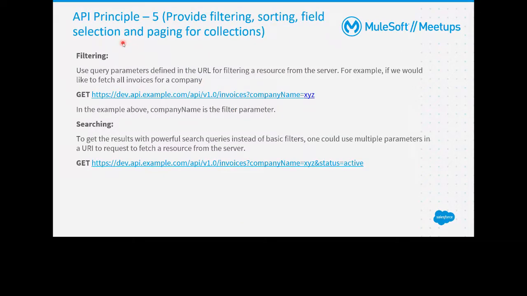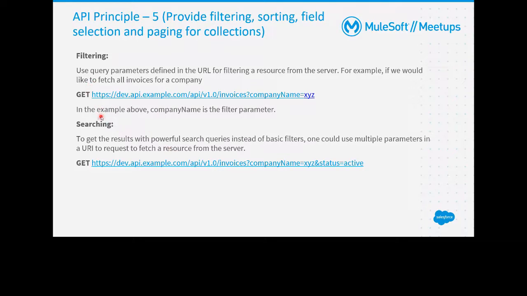What about filtering and sorting functionalities? It is often recommended that you always add filtering and sorting functionalities to your APIs, because you never know what your client wants. At any point of time, there might be a requirement, for example, that I want to get all the invoices for a company named XYZ. So I can pass that company name as a query parameter. That does the filtering job for me.